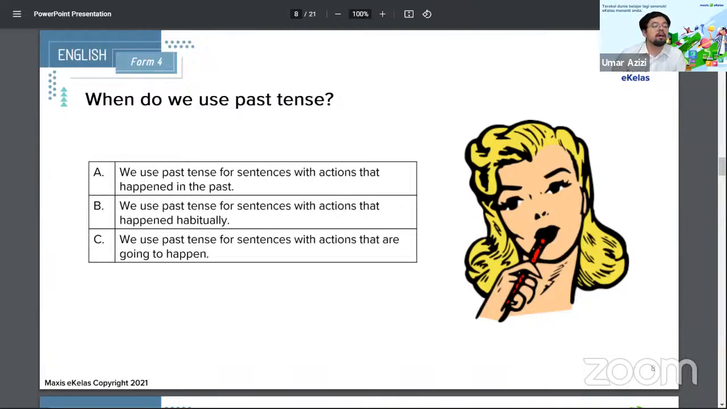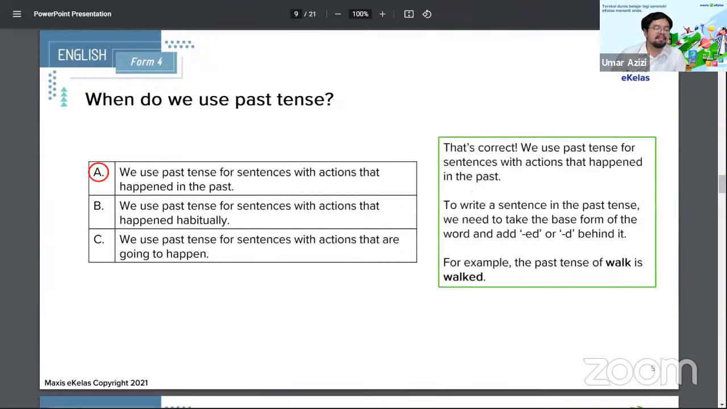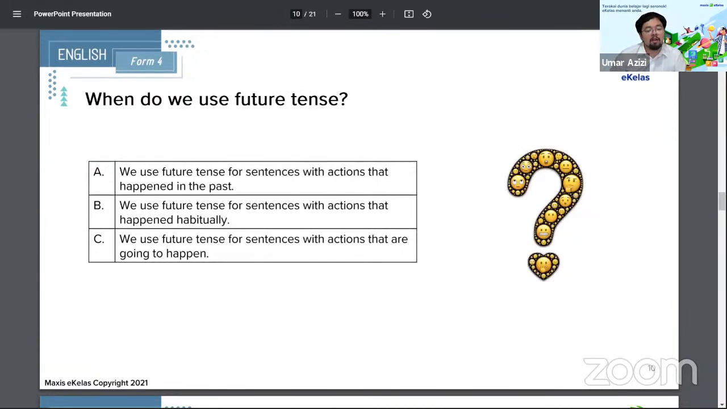All right. So when do we use past tense? The answer is A, because it does happen in the past. We use past tense for sentences that have already happened. To write a sentence in the past tense, we need to take the base form and add ed or d. So for example, if the word is walk, it's walked. There we go. So now finally, when do we use future tense?